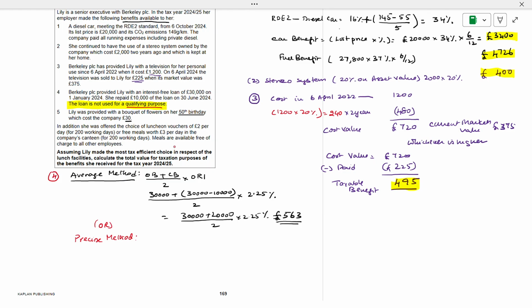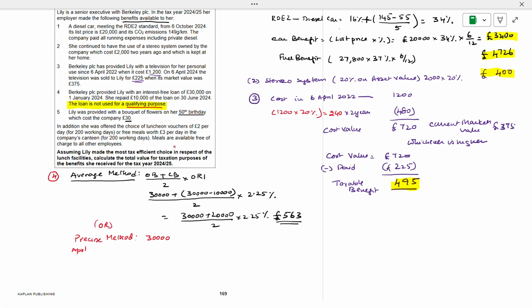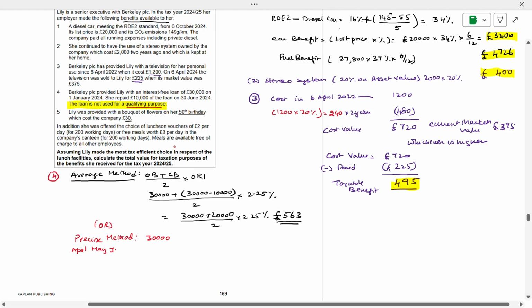See, they have taken a loan of 30,000. We have to calculate for 1 year. Even if they have taken the loan on January 1st, for us it will start from the 6th of April, so April, May, June, 3 months. It will start for 3 by 12.